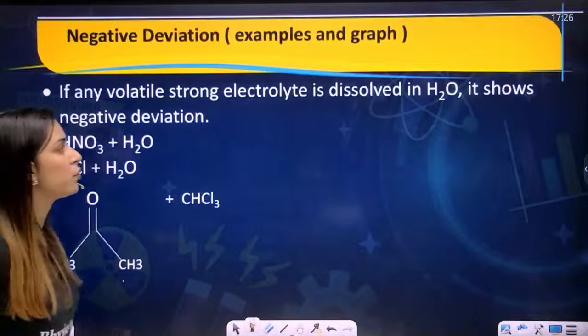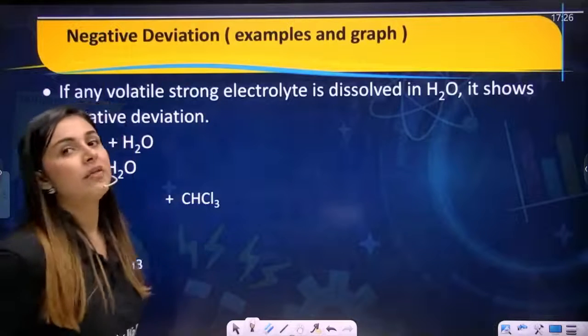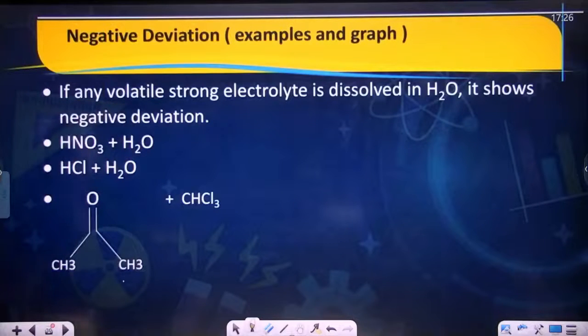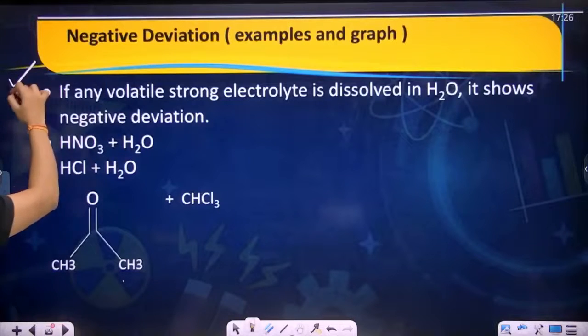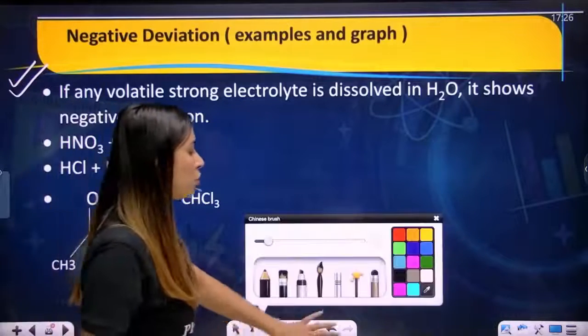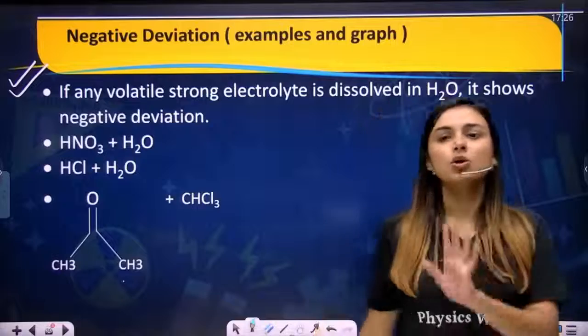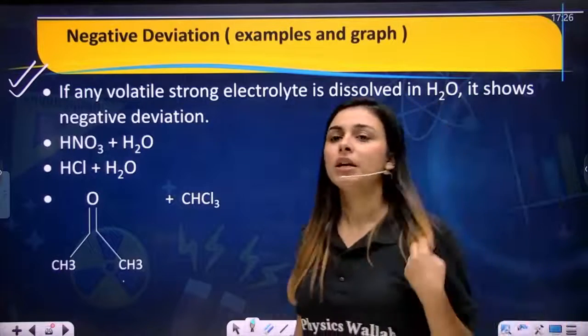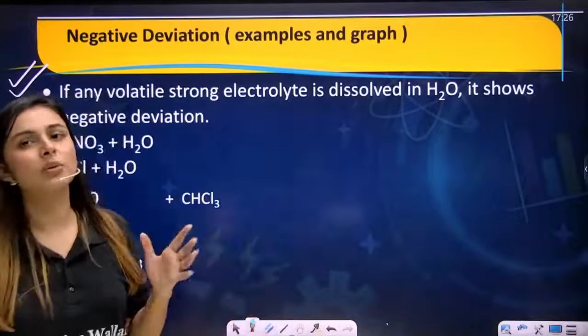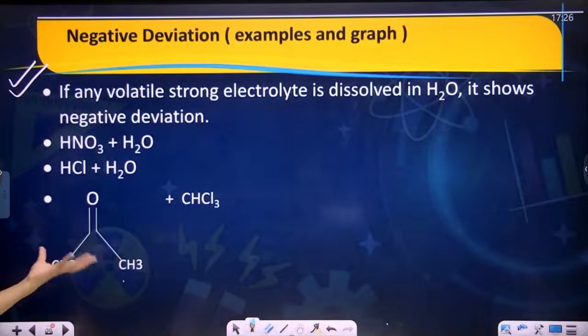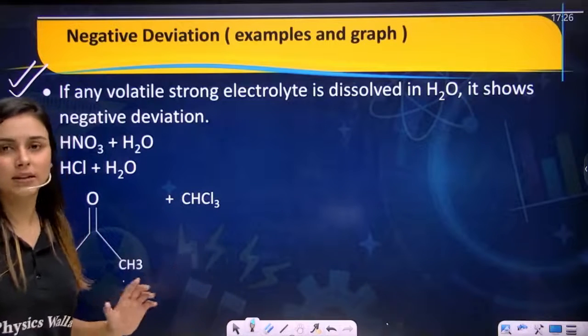So here are a few examples of negative deviation where the interactions after mixing become stronger. So you can go through these examples. These examples are important. If you know these examples, you are crystal clear. Don't worry about it. If you know these examples, you will be asked only these examples, or something similar. So you can answer very easily.